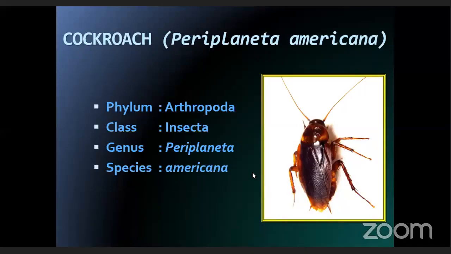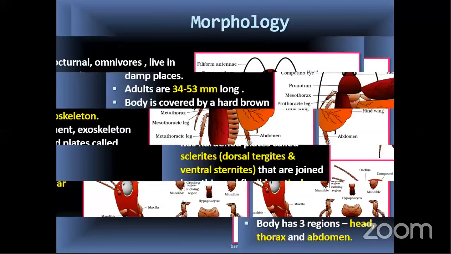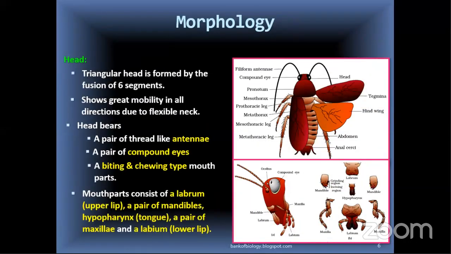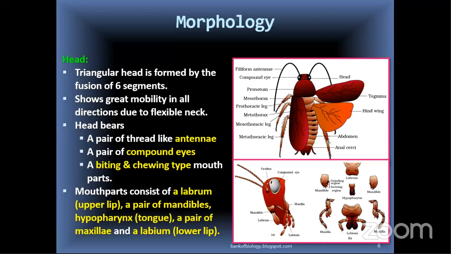So next we have cockroach, that is Periplaneta americana. The cockroach body is divided into head, thorax, and abdomen, covered by an exoskeleton made of tergites and sternites. Remember this. Then the head has antennae, mouth parts, and eyes, which are compound eyes. It has biting and chewing mouth parts.